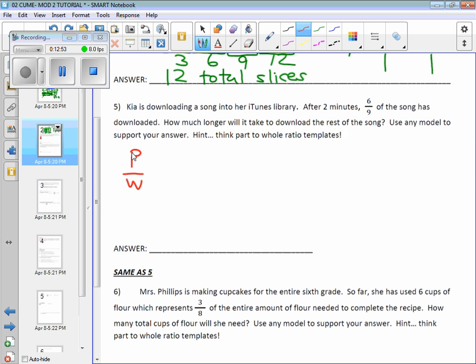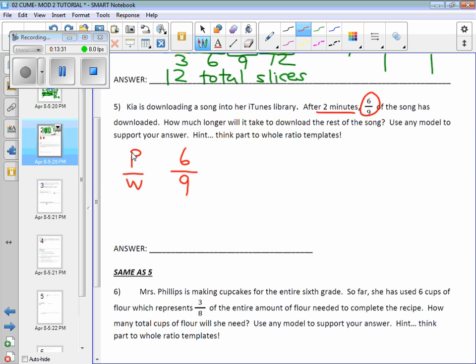I'm going to take the fraction that they give us, which is 6 over 9, and we're going to plug that into the template. 6 is the part for the entire ninths. You had 6 ninths, the 6 being the part, the 9 being the whole, whereas 9 ninths would be the whole thing. 6 out of 9, 6 becomes the part, 9 becomes the whole. And they tell us after 2 minutes, that 2 minutes is representing 6 ninths of the song that has been downloaded.